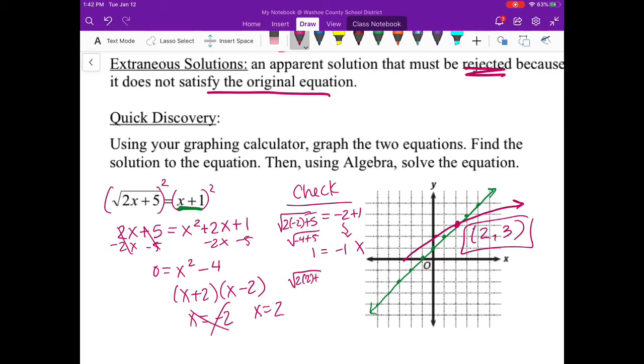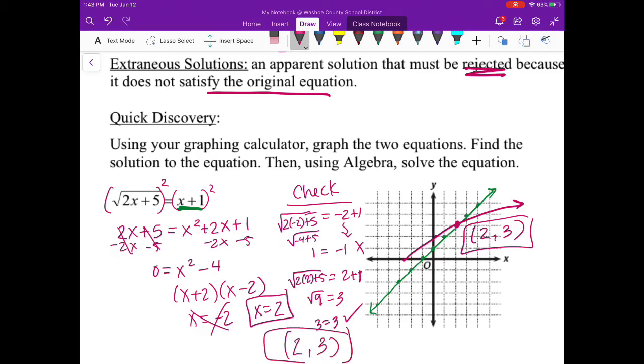When I do positive 2, that's going to give me 4 plus 5, the square root of 9, which is 3. So this one works, okay? So then my solution would be me substituting that in and seeing what value, the y value, comes out.